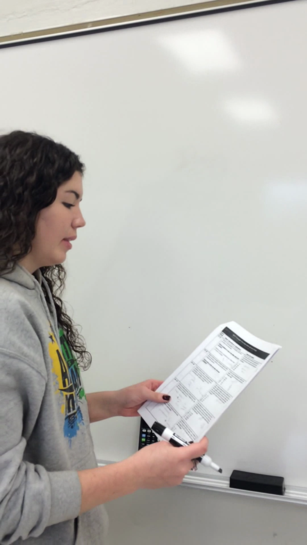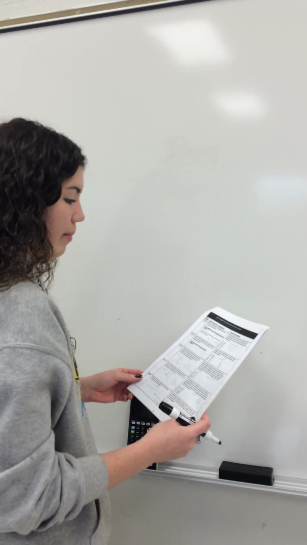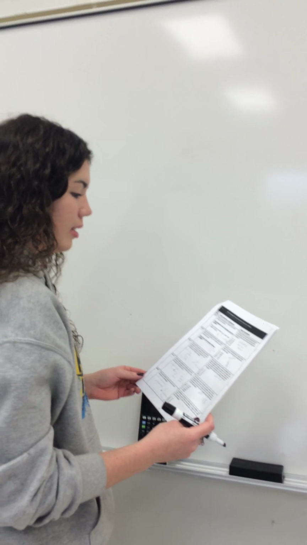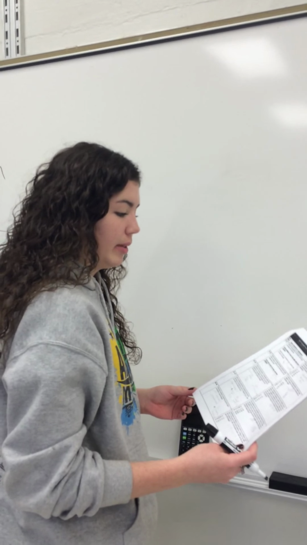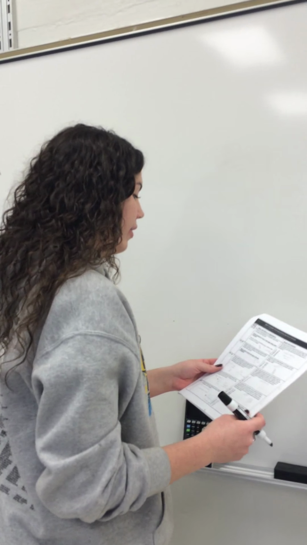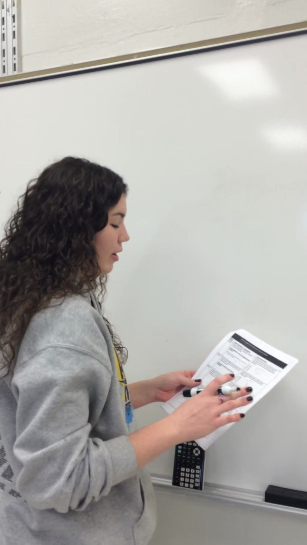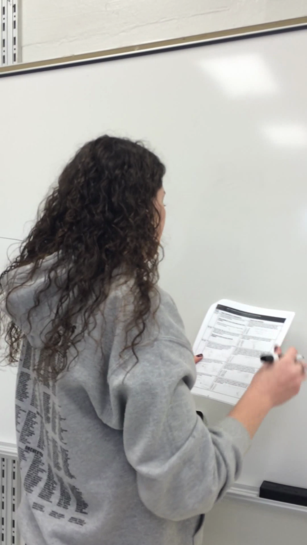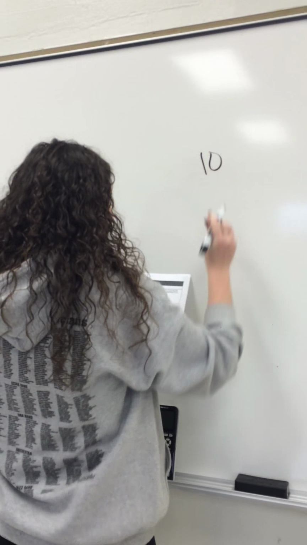For question 1, it says, 10 boxes of books were delivered to the school library. There were 50 books in each box except for the last box, which contained only 40 books. How many books did the library receive in this delivery? So for this one, in the score range, we are going to solve the problem using 1 or 2 steps using whole numbers. So there were 10 boxes total delivered.